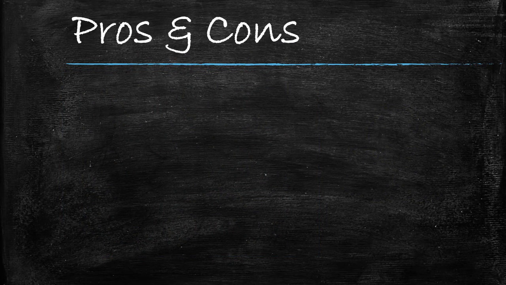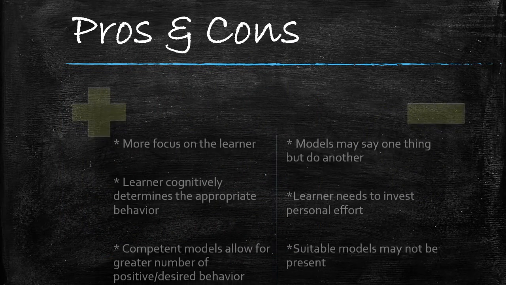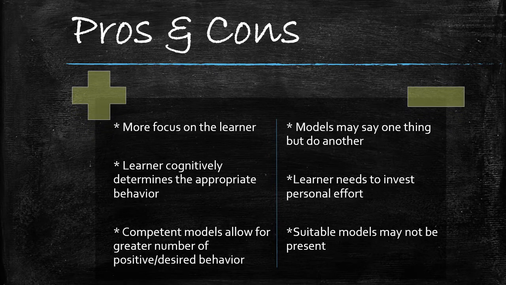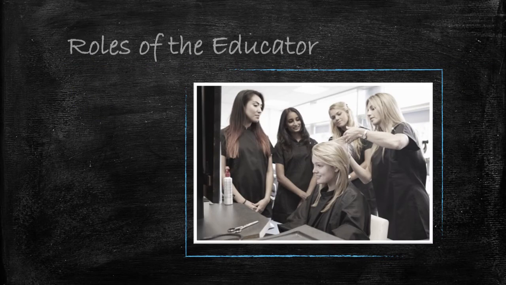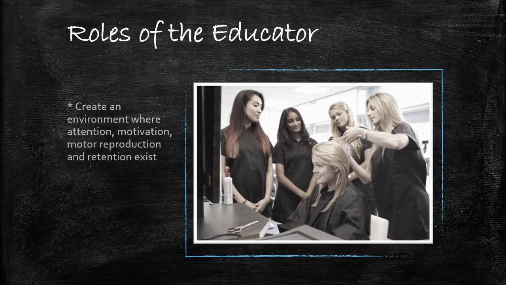With the advantages of this theory, we see that the instructor has more focus on the learner, the student determines cognitively what the appropriate behavior is, and a competent role model can achieve a higher number of positive or desired behaviors. The disadvantages of this theory include instructors may have a do as I say, not as I do attitude. Personal effort from the student is crucial, and not all models are suitable.